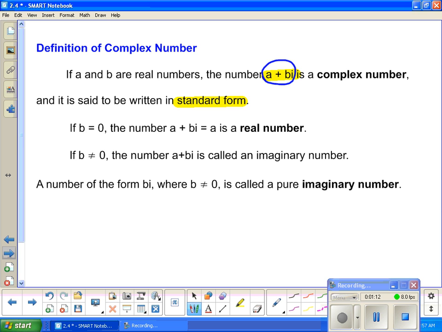Now, if b is 0, then it's just going to equal a, a real number. If b doesn't equal 0, then it's called an imaginary number or a complex number. If a is 0, or if the number is just bi, it's called a pure imaginary number. Okay? Pure imaginary number.